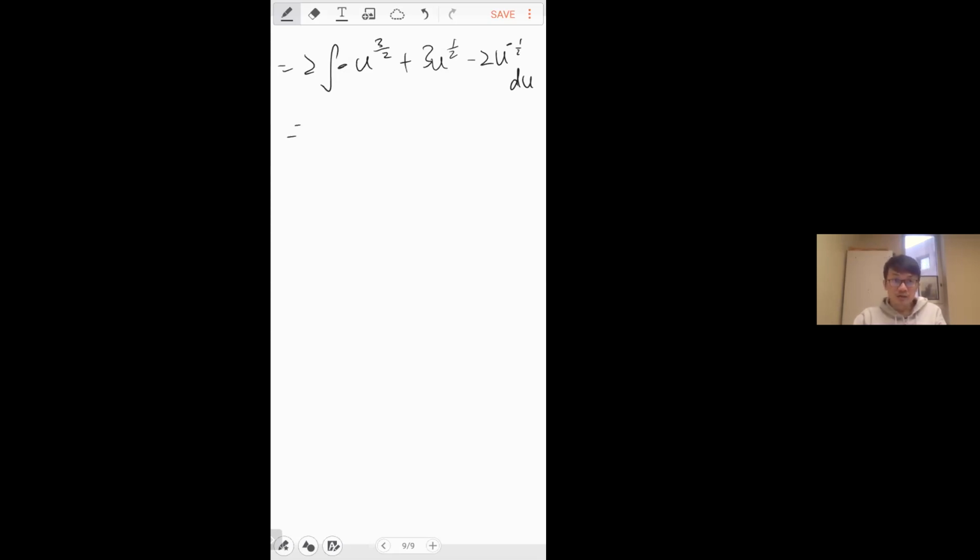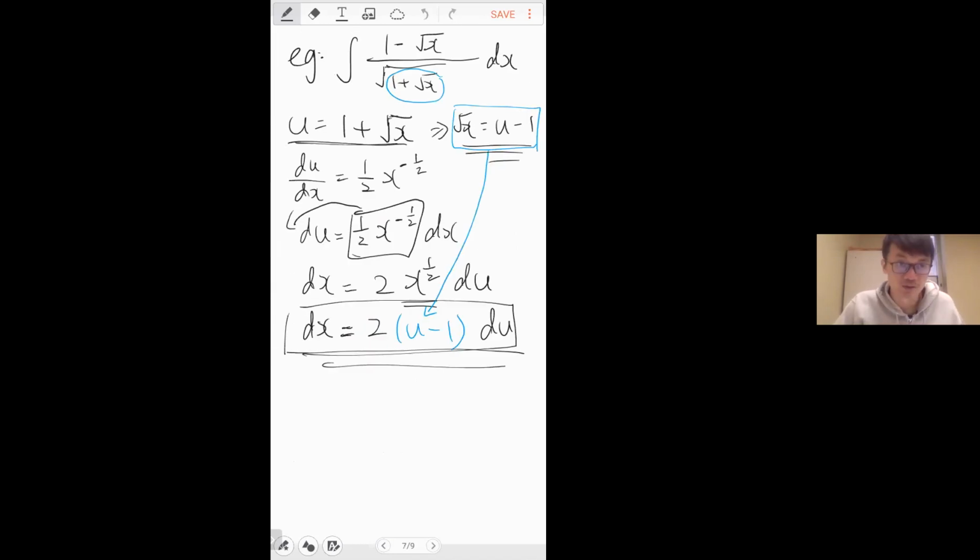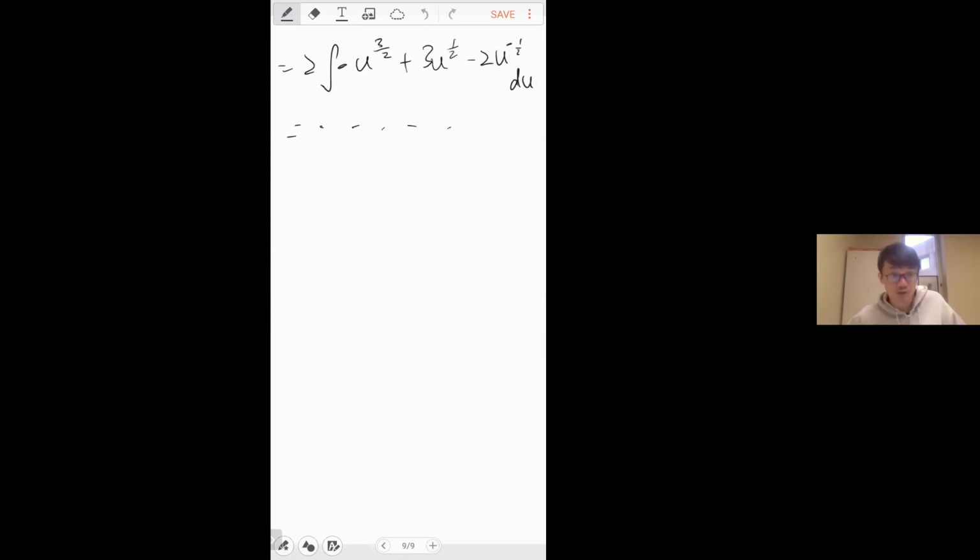All right, and then take the antiderivative. I'll let you do that. And what is the last step after you take the antiderivative? You put in u equals whatever that was. I think u was 1 plus root x. So the last step is to plug that into your antiderivative. And don't forget plus c. Any questions? Okay.